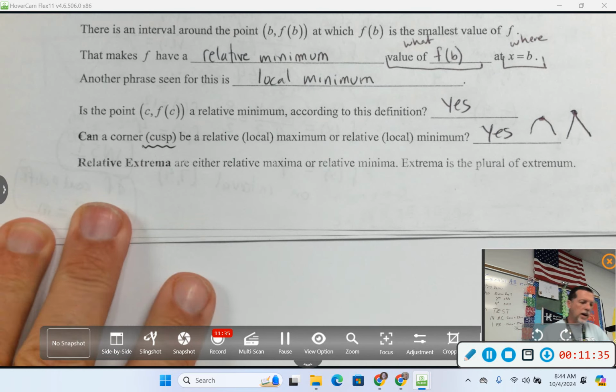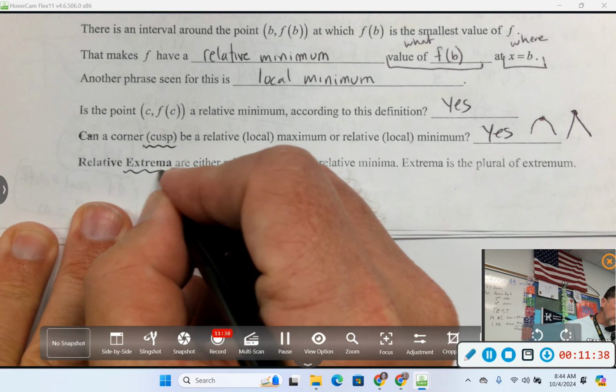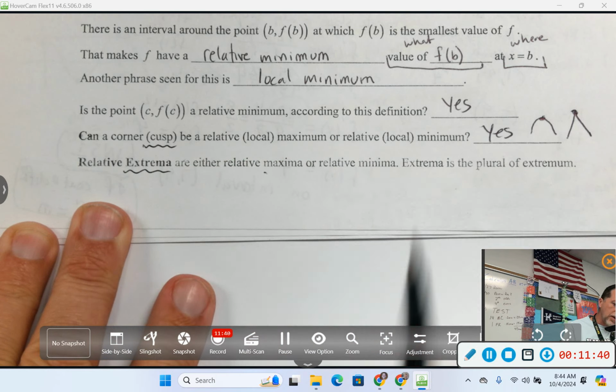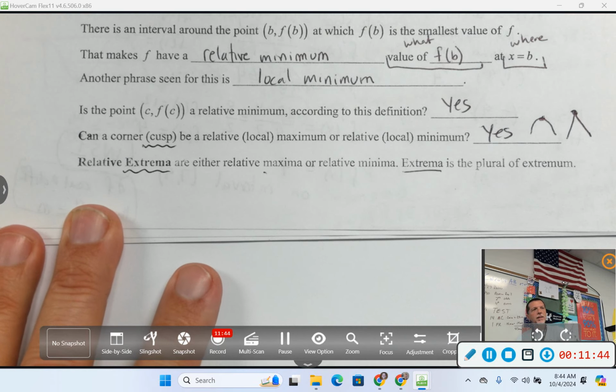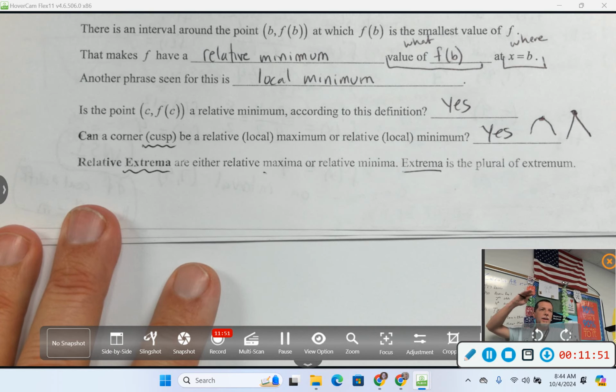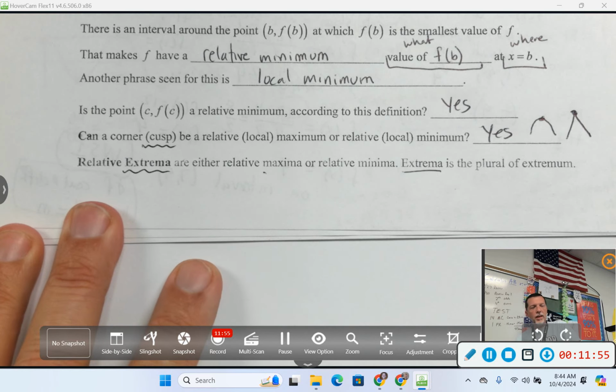Relative extrema. Extrema just includes both maxes and mins. And extrema would be the plural of extremum. So a little bit of vocabulary here. So relative mins are the local minimums. Relative max, local max. Relative extrema is just an easy way to say maxes and mins.